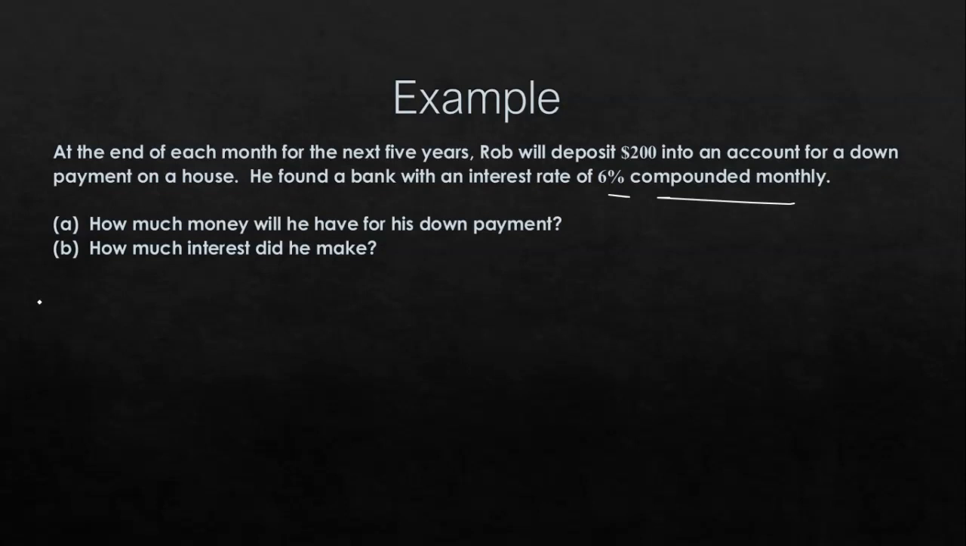So for part A, it's asking how much money will he have for his down payment. So let's figure out some values here. So we know that our formula is FV is equal.